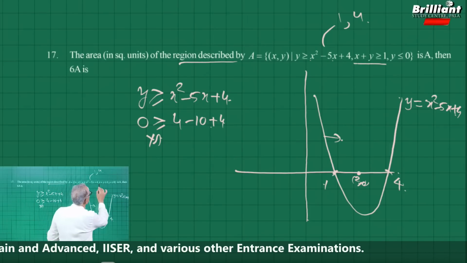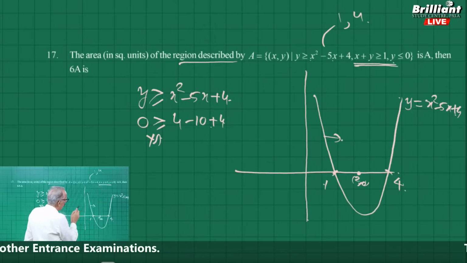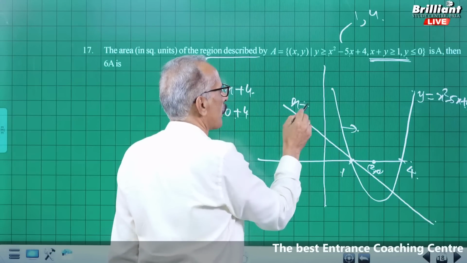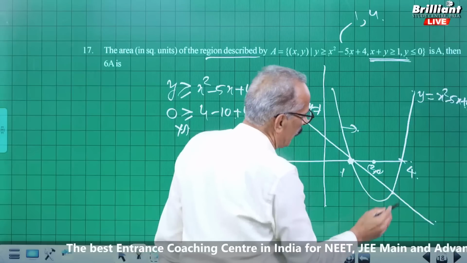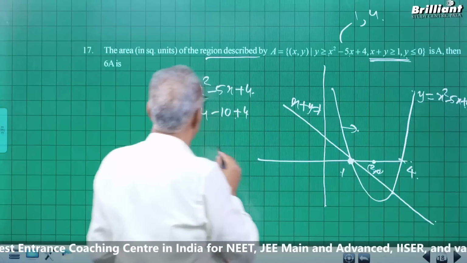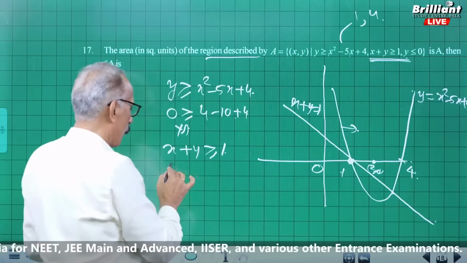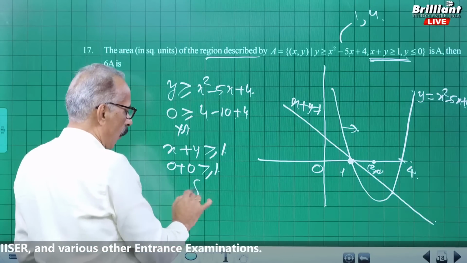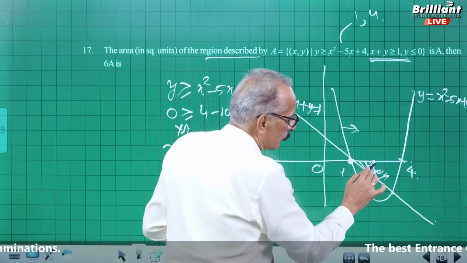Now, what's the next one? x plus y greater than or equal to 1. You know, it is a line like this. This is called x plus y equal to 1. It passes through the point 1 comma 0 and this one. Now, greater than 1 means what? x plus y greater than or equal to 1. We substitute origin: 0 plus 0 greater than or equal to 1. This is false. So, not towards the origin but this. So, you have this region.